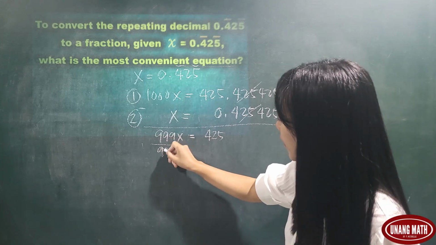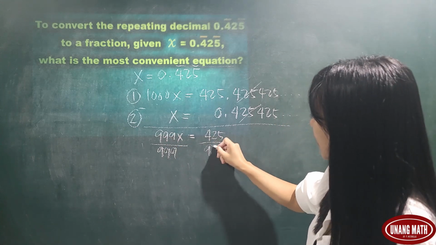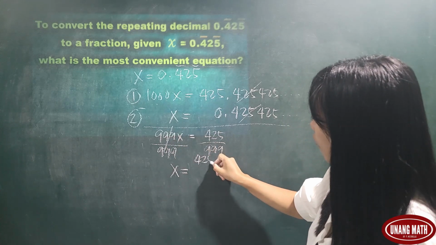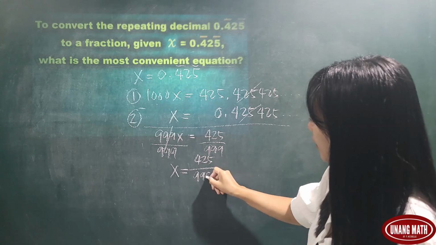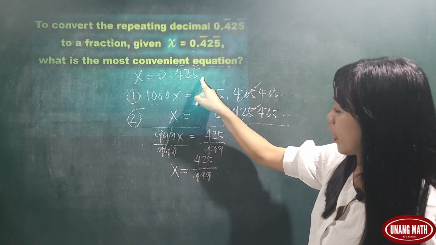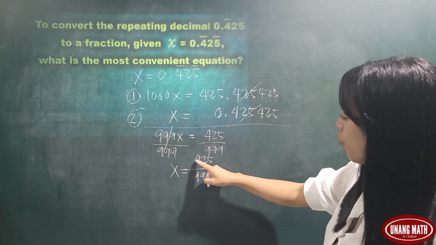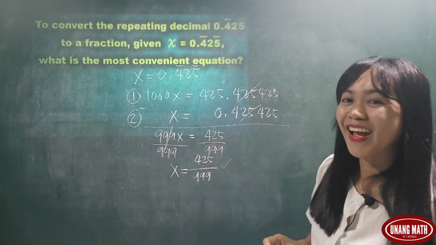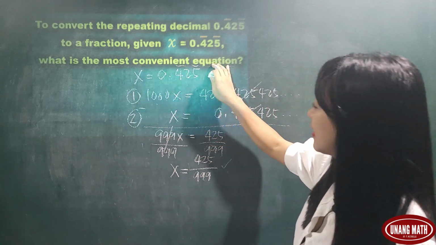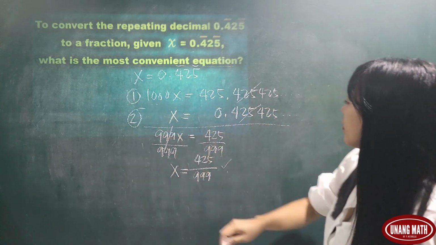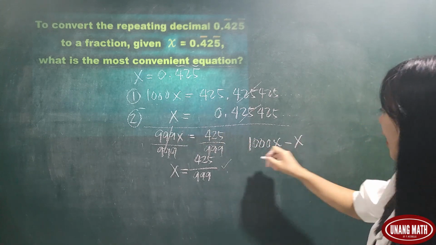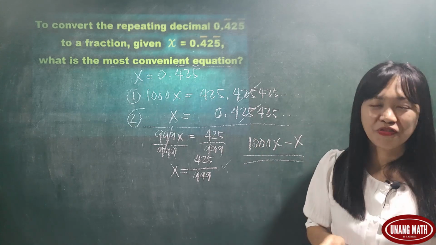Divide both sides by 999. So x is equal to 425 over 999. So if we convert this repeating decimal number 0.425 repeating to a fraction, this is equal to 425 over 999. But the question is, what is the most convenient equation? So this is 1000x minus x. So this is our most convenient equation.